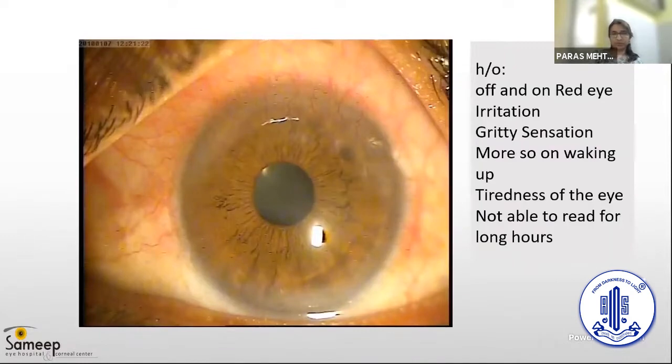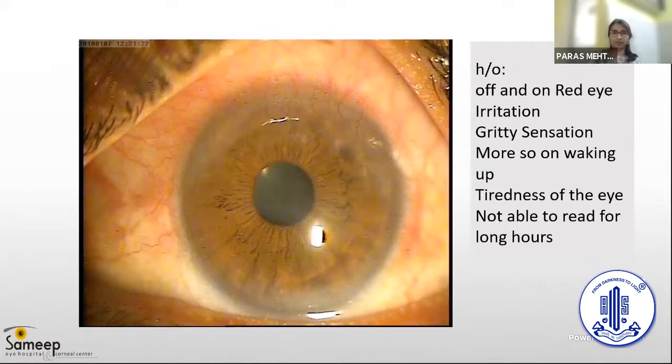Here is a clinical picture of a patient presenting with a history of often red eye, irritation, gritty sensation, more so on waking up, and tiredness of the eye, not able to read for long hours. These are the classical symptoms with which the patient would present. If you look at the clinical picture, you can see that there are fine superficial vessels extending into the cornea in the superior part.